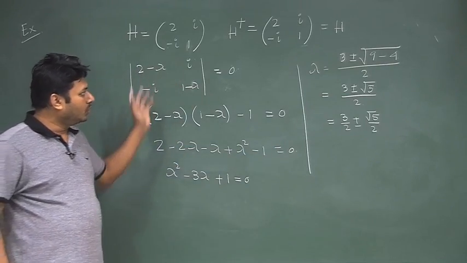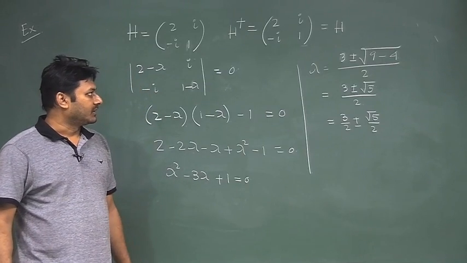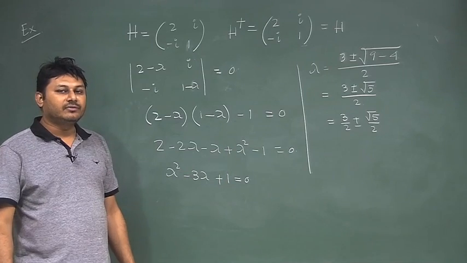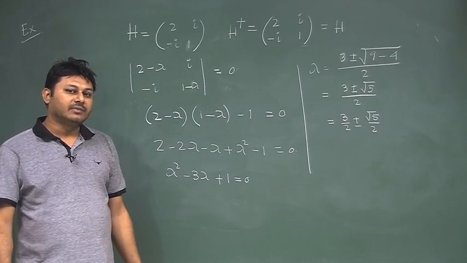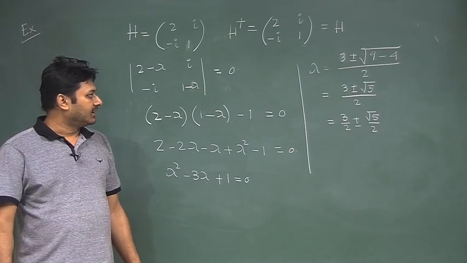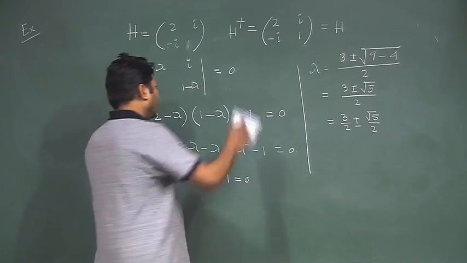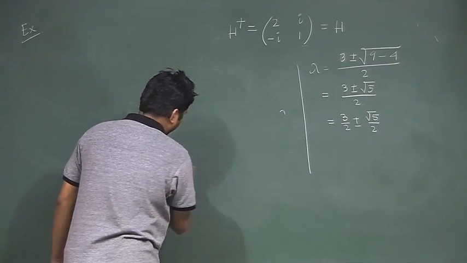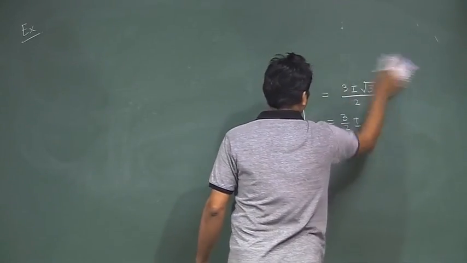You can do the same thing for other Hermitian matrices, and you can check by yourself. Take this as an exercise, to check whether every time you get real eigenvalues. Okay, so we now have a very brief idea about what a Hermitian matrix is. Next few things.